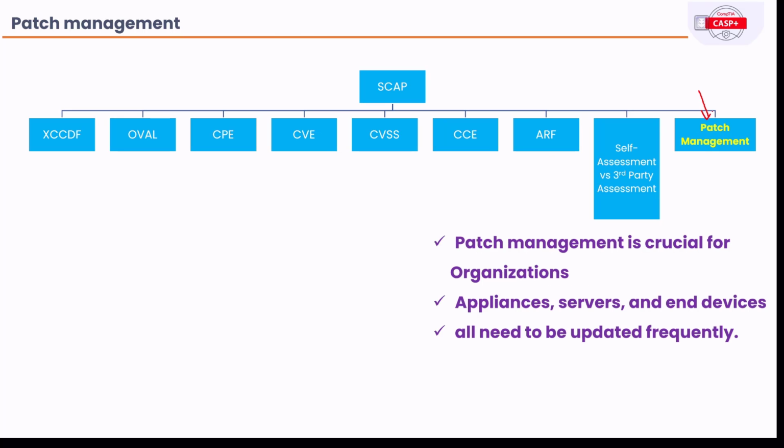And the last one is patch management. So here, appliances, servers, and end devices all need to be updated frequently. Operating systems are used to run services, programs, and embedded firmware. Patches enhance system functionality while also, and more importantly, reducing security risks. System flaws may ultimately result in problems with operations and availability.